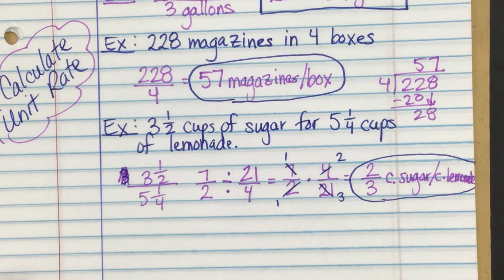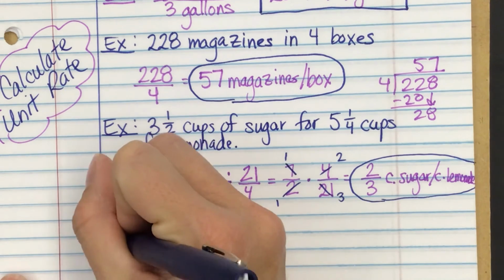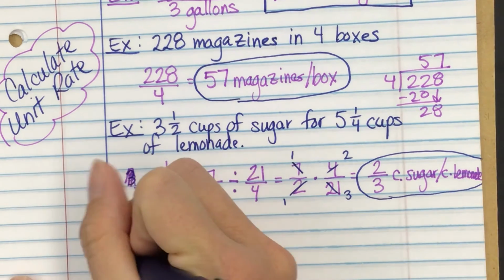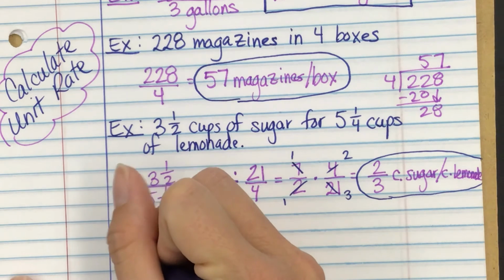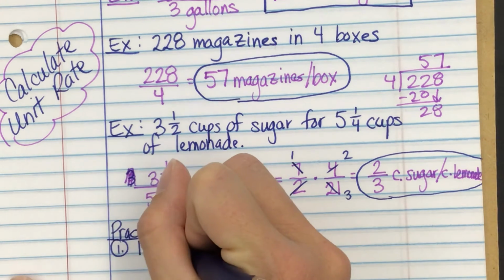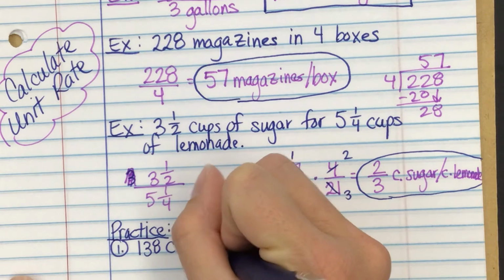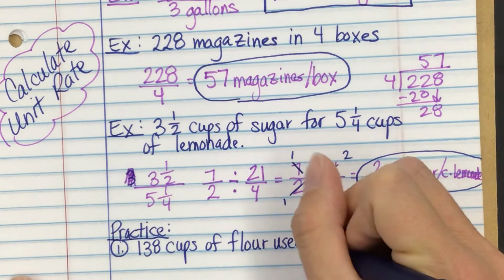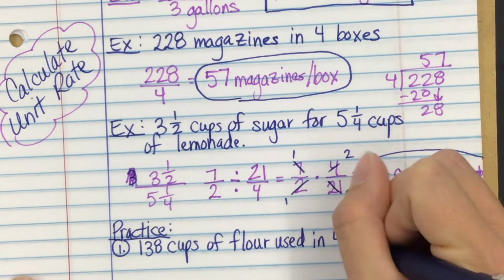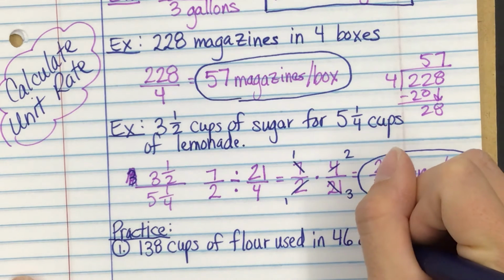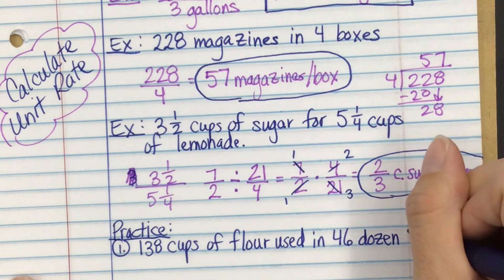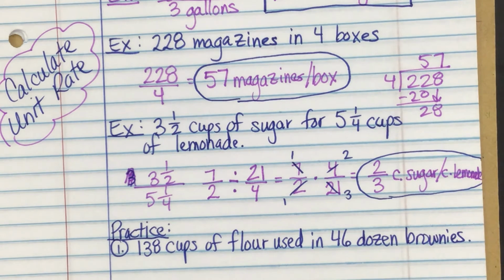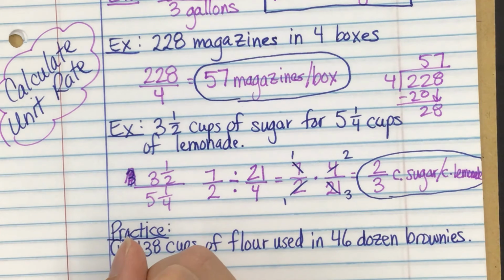I'm gonna have you guys try 2, and then we're gonna talk about unit rates that involve money, because we are gonna have to be rounding to the nearest cent on those. Okay, so that first one, you're gonna find out how many cups of flour per dozen brownies.